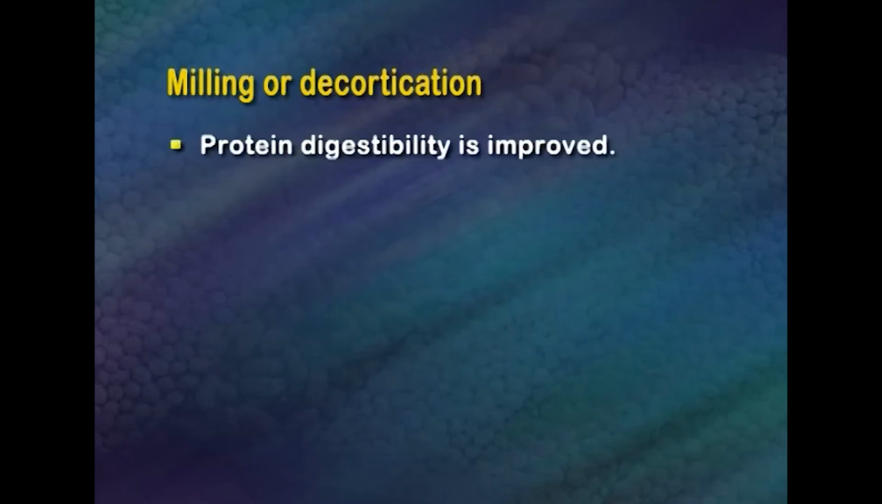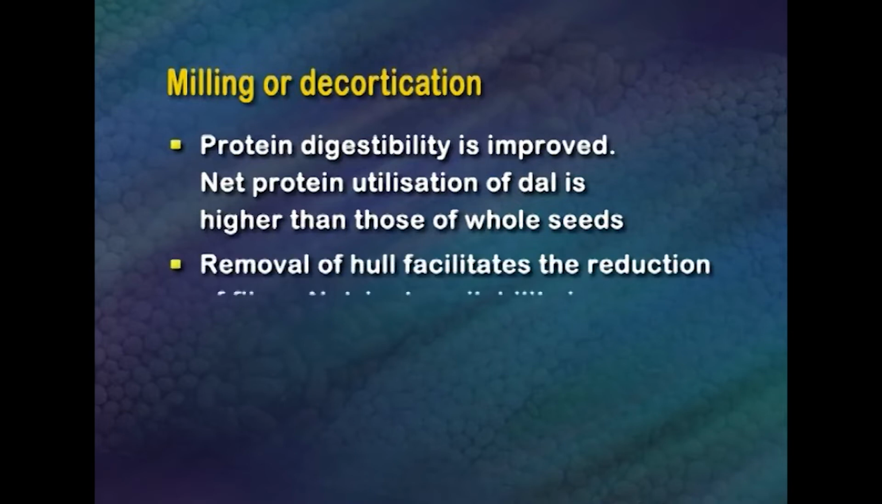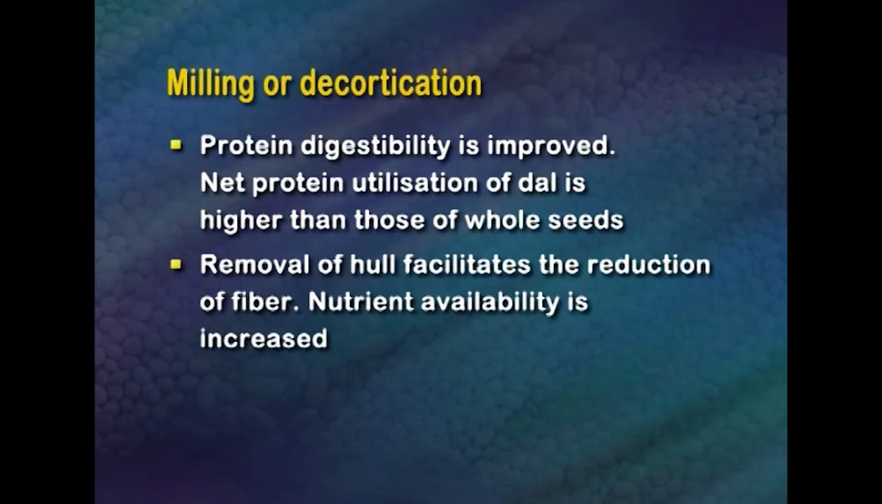Milling yield can be increased by lower seed coat percentage, regular shaped grain variety and having loose husked varieties, and by heating the seed before dehulling. Normally the percentage of yield is 82% during milling. The advantages are the protein digestibility is increased, net protein utilization is higher and the removal of hull facilitates the reduction of fiber. So, nutrient availability is increased.